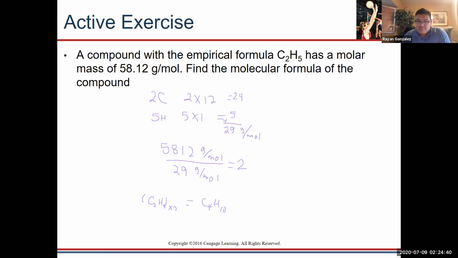Well, I would think it's done, but I don't know. Do we still have to divide it to get the smallest? Would it be C2H5? Then that pulls us back to our empirical formula. Okay. So are we asking you for your empirical formula? No. And why would I go back to where I came from? Okay. Because we're looking for molecular, correct? That is correct.